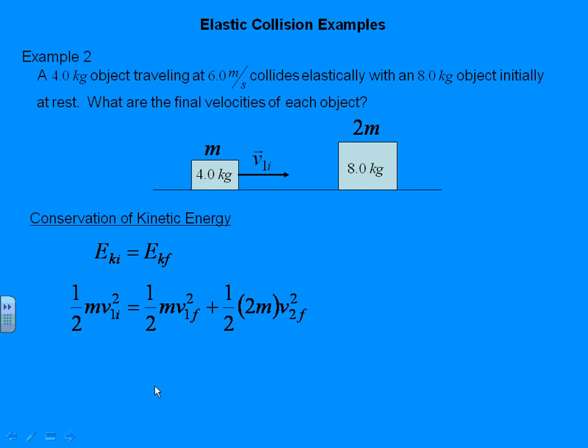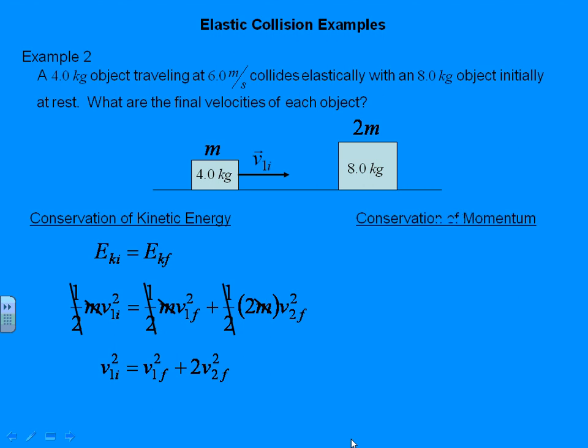But before we're done with it, let's simplify a bit. The 1/2s cancel. The m's cancel. And so we get v1i squared equals v1f squared plus 2 v2f squared. A little simpler than the ones we did in the general case. But we still end up with an equation here that has two unknowns.